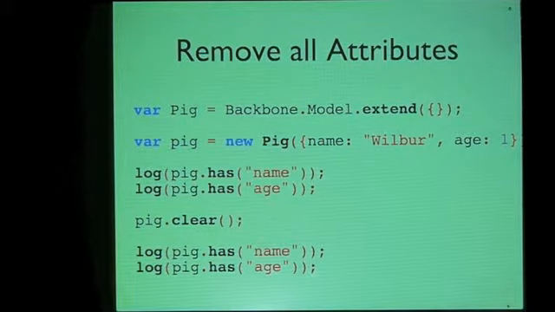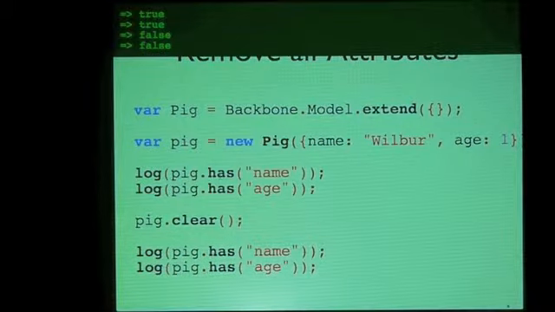Here we can remove all the attributes with the clear function. So we have a name and an age. We should see we have them, and then after we clear it, we shouldn't have them.